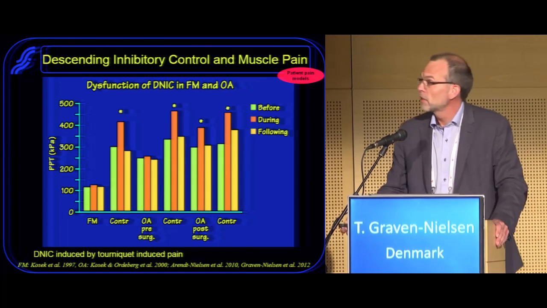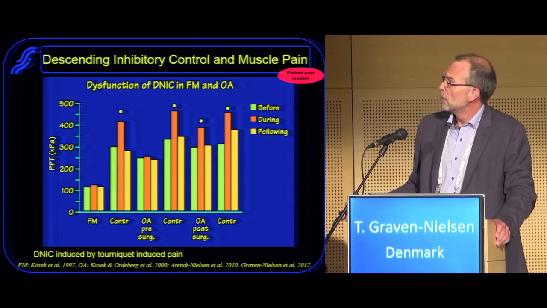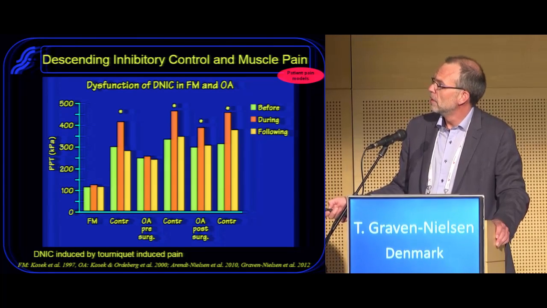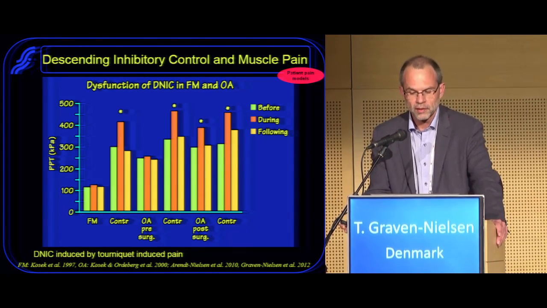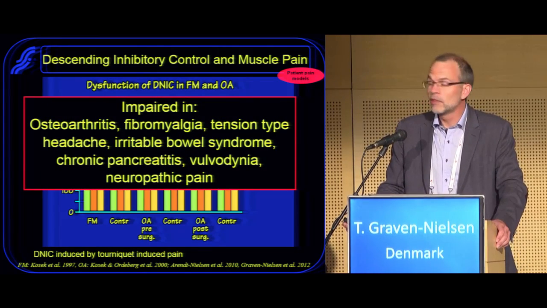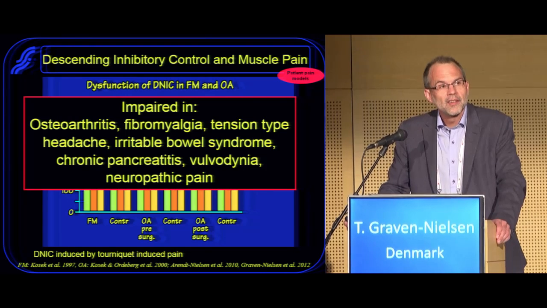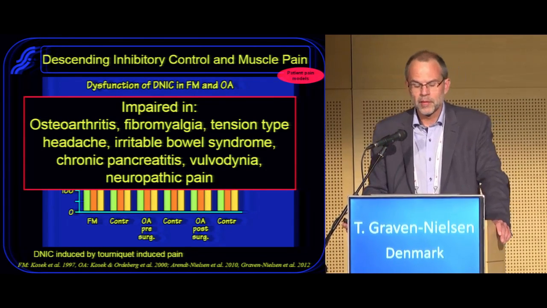In, for example, osteoarthritis patients, Eva Kosek started to show some years ago that the conditioning pain modulation was impaired. This was in fibromyalgia patients, but then in hip osteoarthritis patients, they were impaired compared to controls, and after the hip replacement, this system was actually working normally again. And after that, there have been many different studies illustrating that the conditioning pain modulation is significantly impaired in many different patient groups.